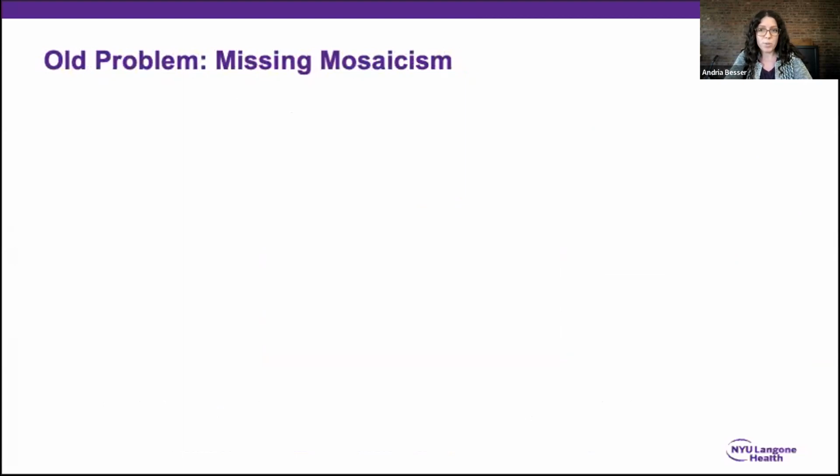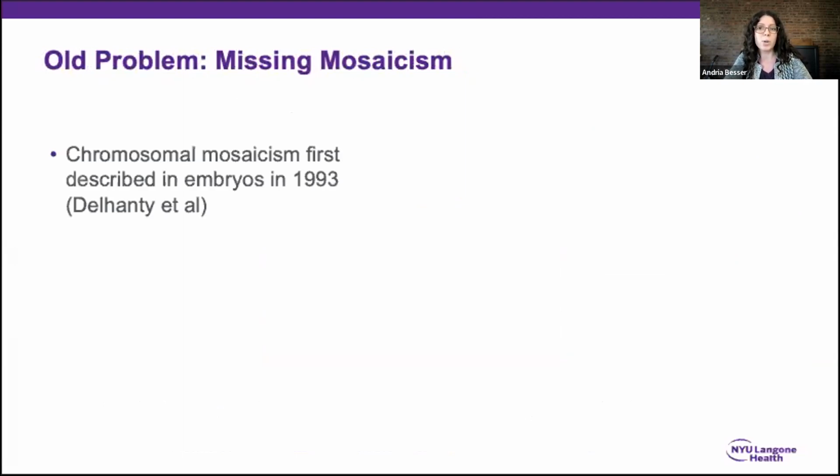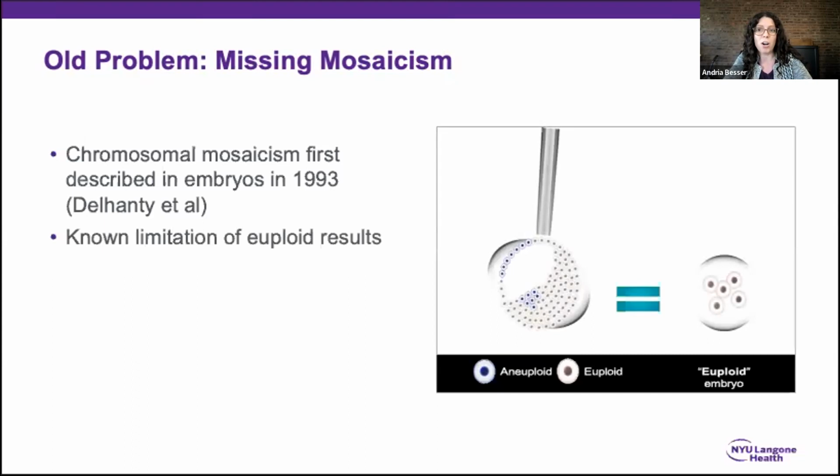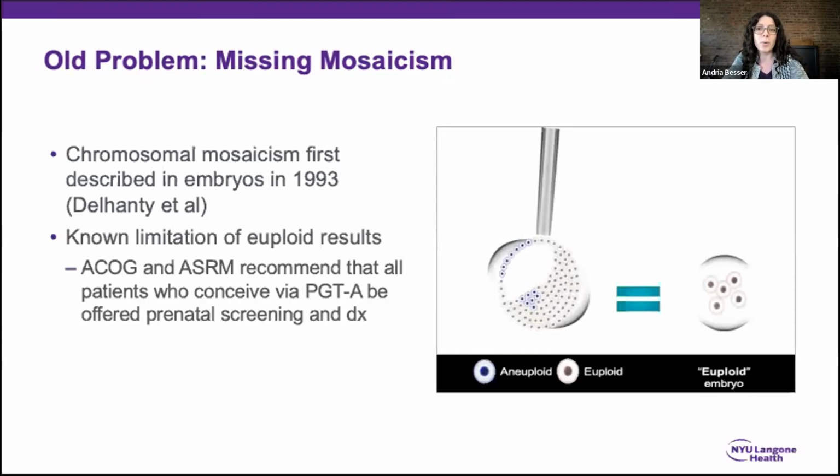So it's not news that embryos can be mosaic. This was first described by Joy Delhanty in the early 90s by biopsying more than one blastomere on day 3 and seeing differences in sex chromosome ploidy by FISH. And it's really the reason why patients who receive euploid PGTA results are counseled that these results aren't 100% accurate, and why guidelines still recommend that patients who conceive after PGTA should still be offered prenatal screening and prenatal diagnosis just like any other patient.